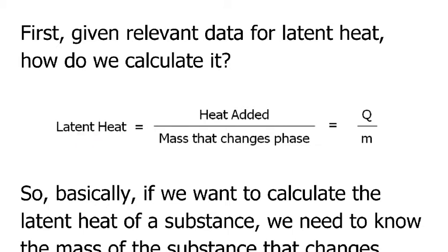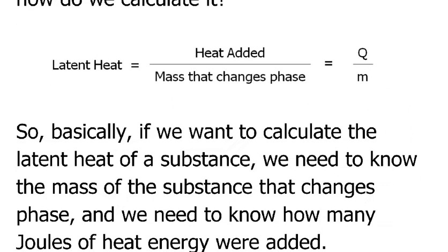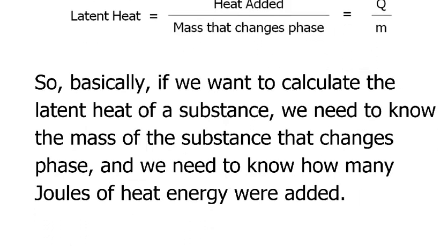Latent heat is equal to this: the amount of heat added divided by the mass. Heat added divided by mass. What mass is it? It's the amount of mass that actually changes phase. So that's that, okay? How does that work? Well, basically, if we want to calculate the latent heat of a substance, we need to know two things. We need to know how much mass changes phase, and then we need to know how many joules of heat energy were added in order to cause that phase change. Alrighty, let's look at an actual experimental setup for how this works.